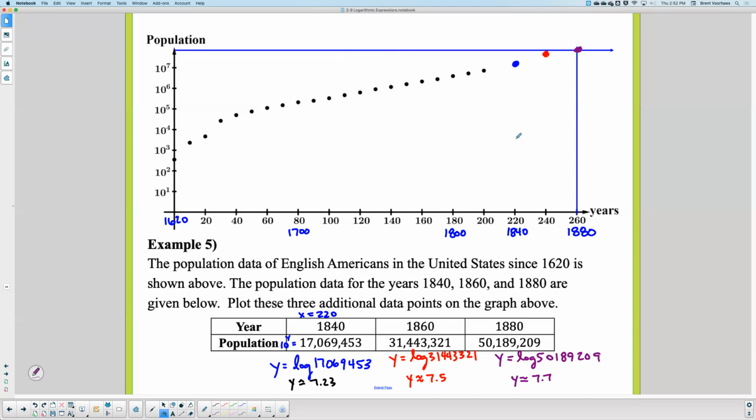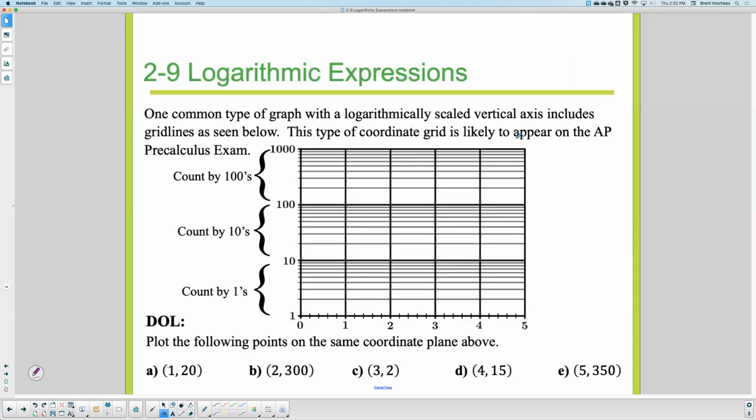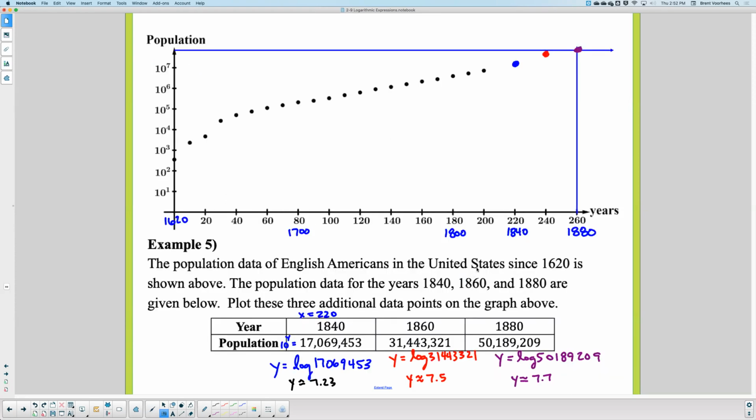Now with all that, that's how you graph these. I'll let you do your DOL. Notice on yours, I gave you a few more lines to help you out. Between 1 and 10, they count by ones. So it goes 1, 2, 3, 4, 5, 6, 7, 8, 9, 10. This would be 20, 30, 40, 50, 60, 70, 80, 90, 100. And this would be 200, 300, 400, 500. Notice I put that on there. I want you to plot those points for me, please. I'll add one more thing over here.